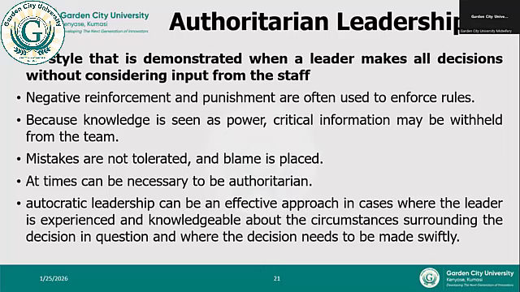So we say that autocratic leadership can be an effective approach in cases where the leader is experienced and knowledgeable about the circumstances surrounding the decision in question, and where the decision needs to be made swiftly. So it needs to be made very fast, but you must be knowledgeable about it.